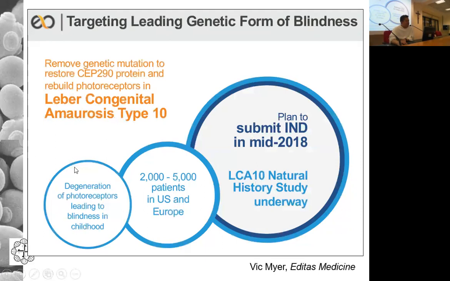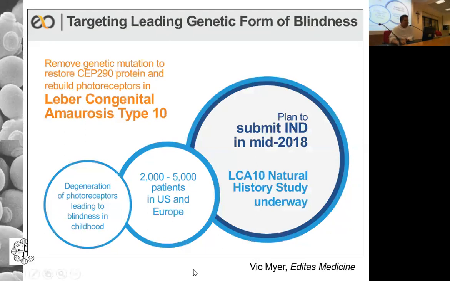What happens is that the photoreceptor, which is the cell in your eye that allows you to see, slowly dies when the patient is a child. So the patient is not born blind, but over time the patient loses sight as more and more of his photoreceptor cells die in the retina of his eye.